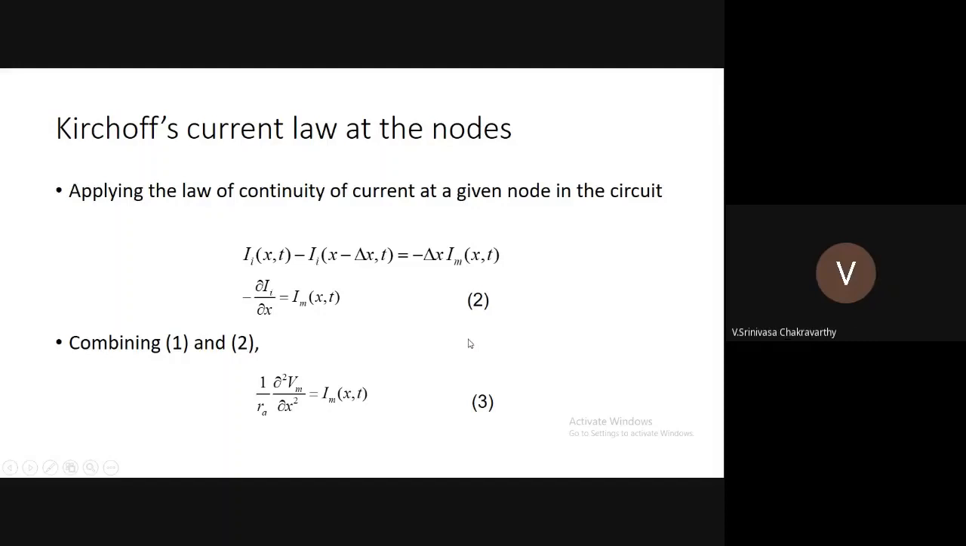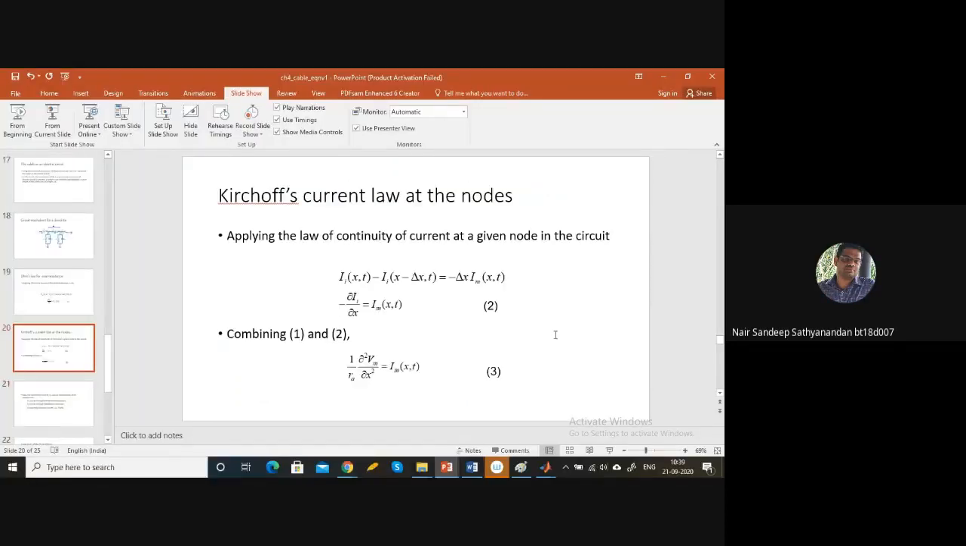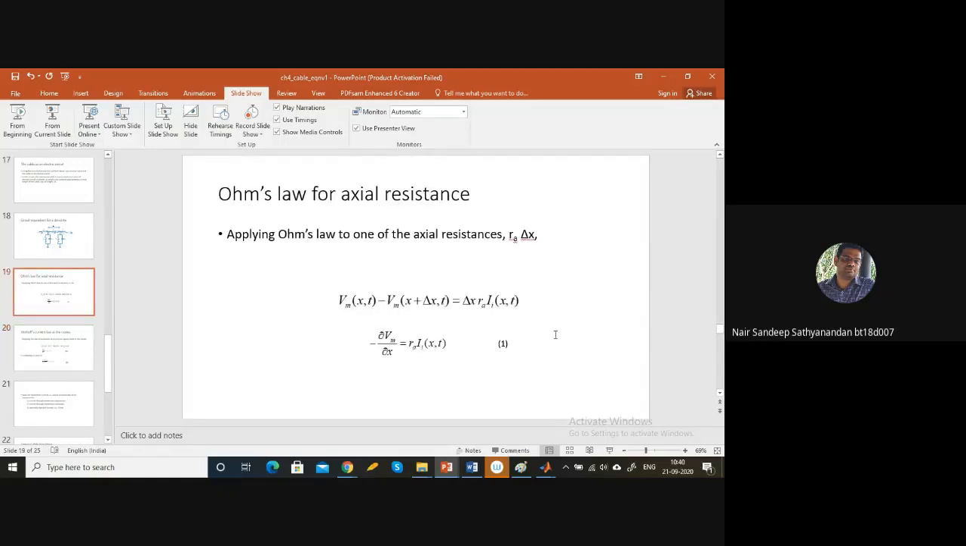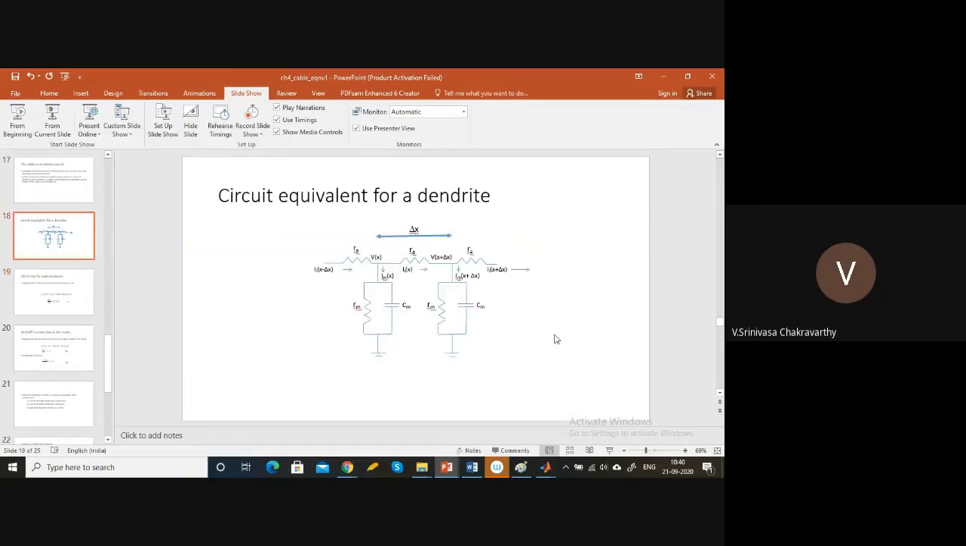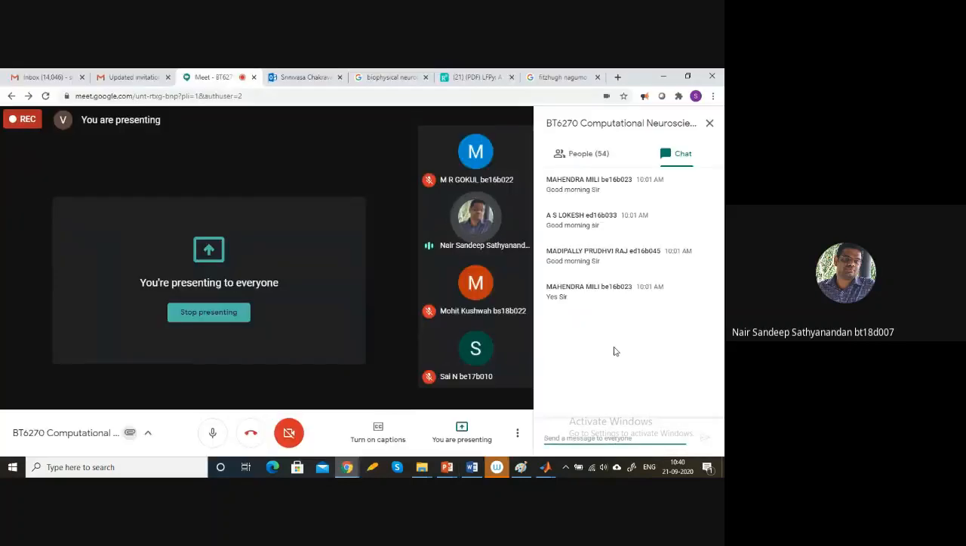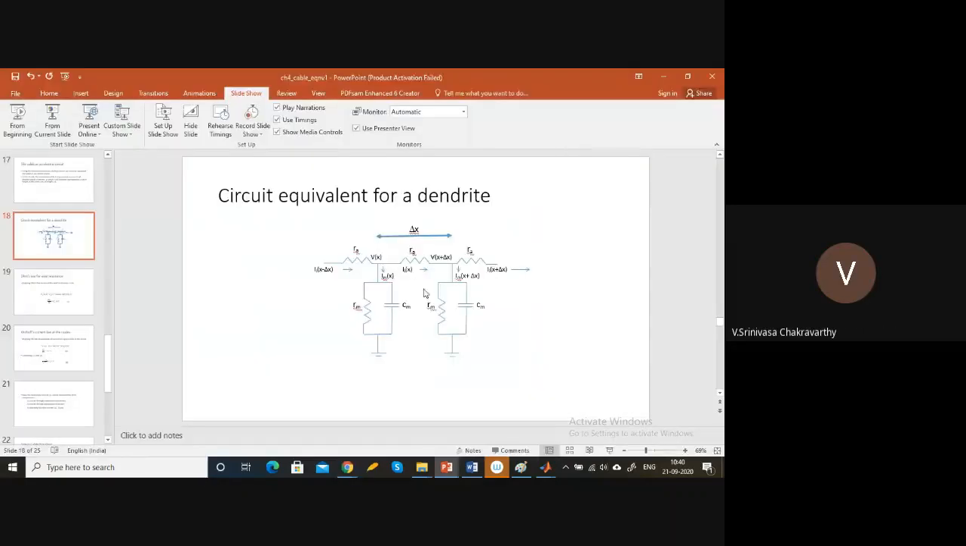One question here. This Im is the current density, and Ii at x minus delta x is not a current density, right? That is why we are not multiplying by the delta x factor there. Yes, Ii is the total current going through the cable. Correct. Only Im is the current density. We are multiplying the delta x factor only to the Im, and similarly for the axial resistance.